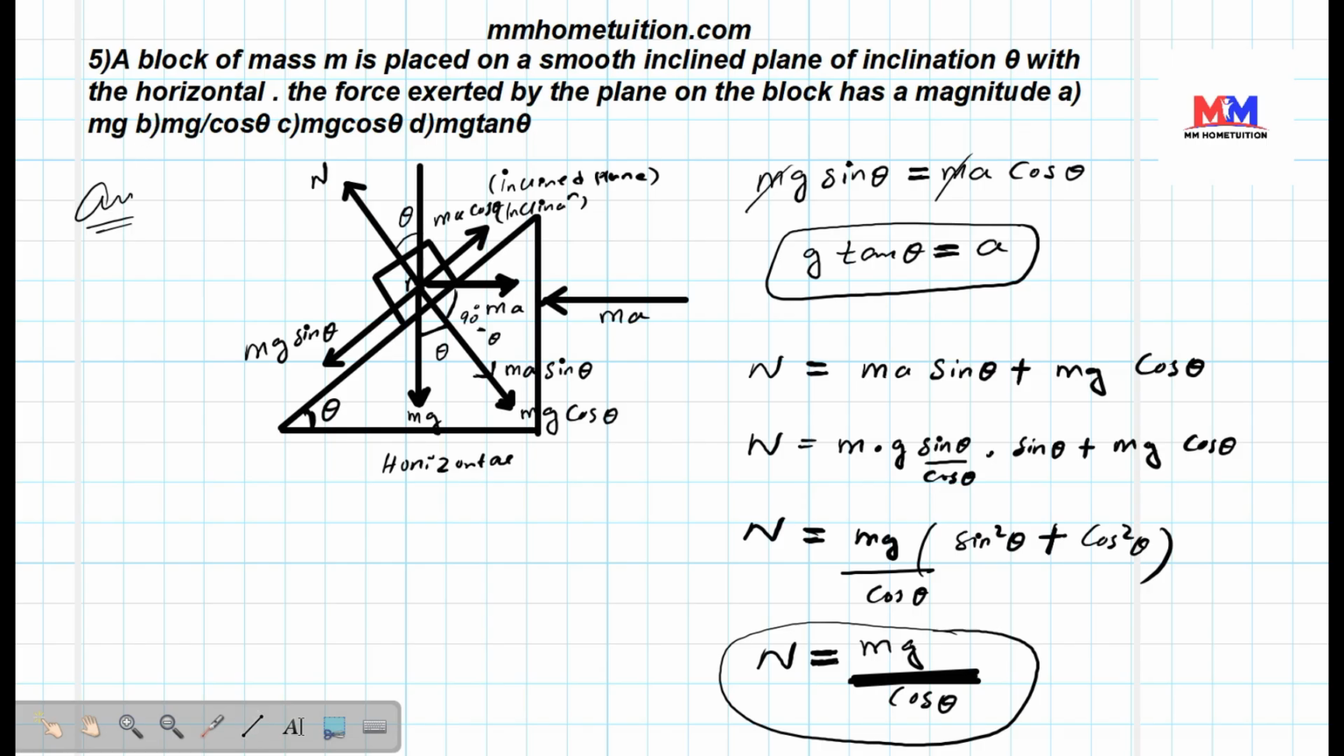So N equals mg divided by cos theta, and option B is correct.